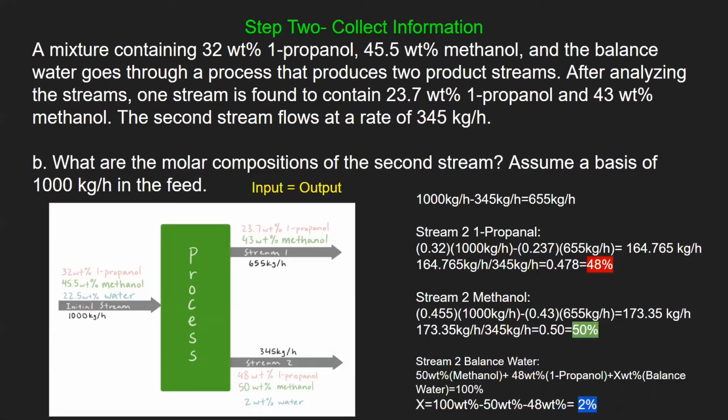Similarly, to find the weight percentage of methanol in stream two, you would do the same, except you would use the weight percentage for methanol instead of 1-propanol for the weight percentage of stream one and stream two. So for methanol, we got 50%. And to find the weight percentage of water, you would subtract the percentage of 1-propanol and methanol from 100. And for that, we got 2%.